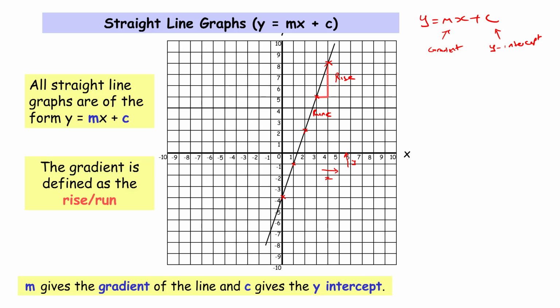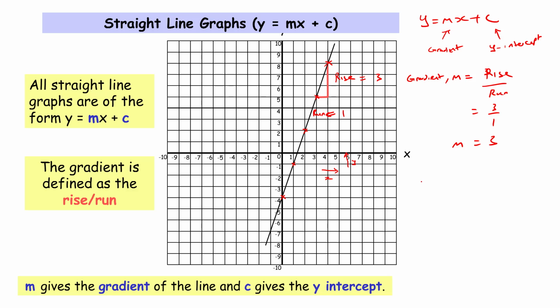Okay? Just run. The rise is going to be equal to, on the y-axis, 8 take away 5, which is 3. And the run is going to be equal to 4 take away 3, which is 1. So my gradient, or m, is equal to 3 divided by 1. Oops, sorry. Let's do rise divided by run. And that's 3 divided by 1. That's better, which is equal to 3. So m equals 3. So I've got my first bit.